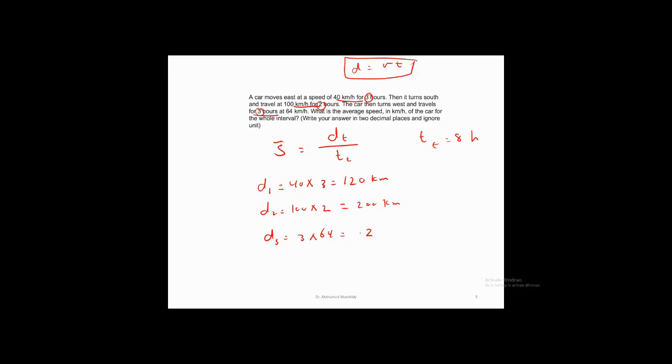How much is it, Shabab? 192. Right? 192. Then we will get the total. That will be 120 plus 200 plus 192. And we have the total time. Then the average speed will be equal to the total distance over the total time.